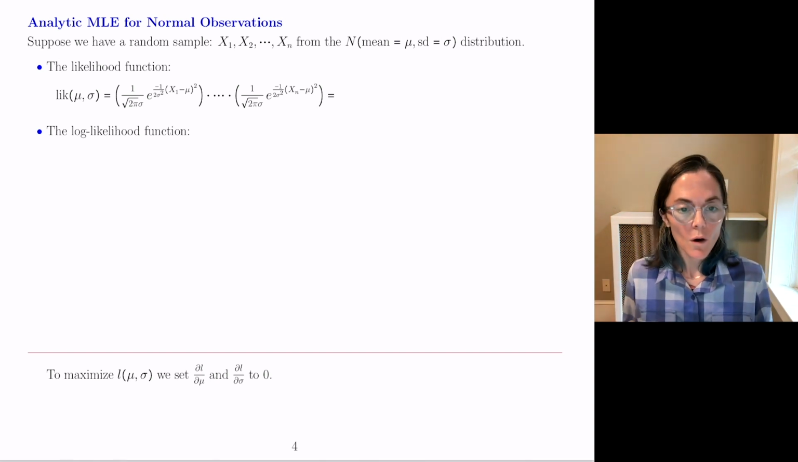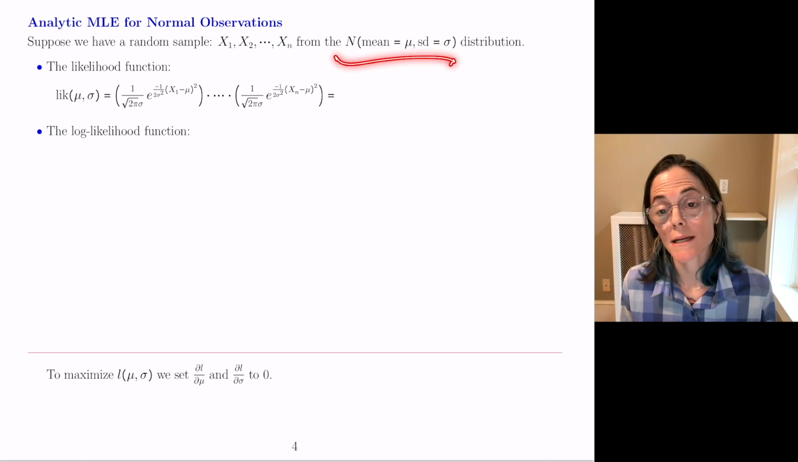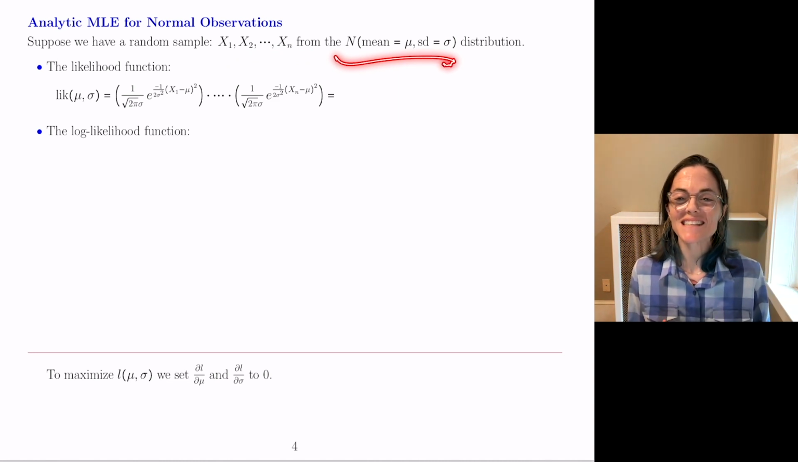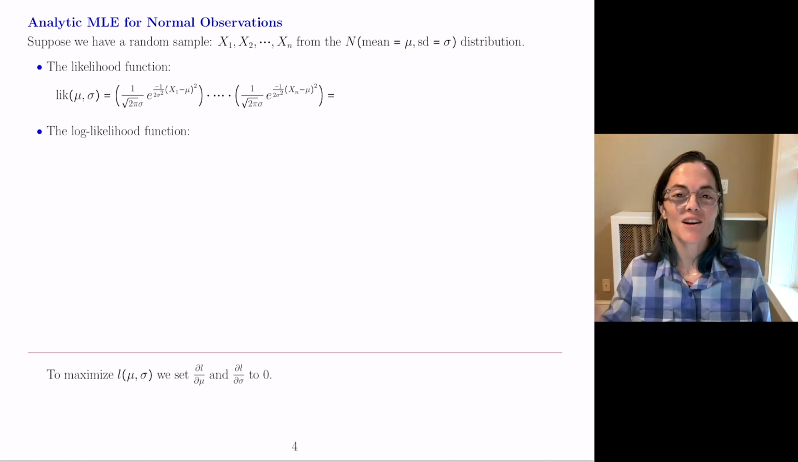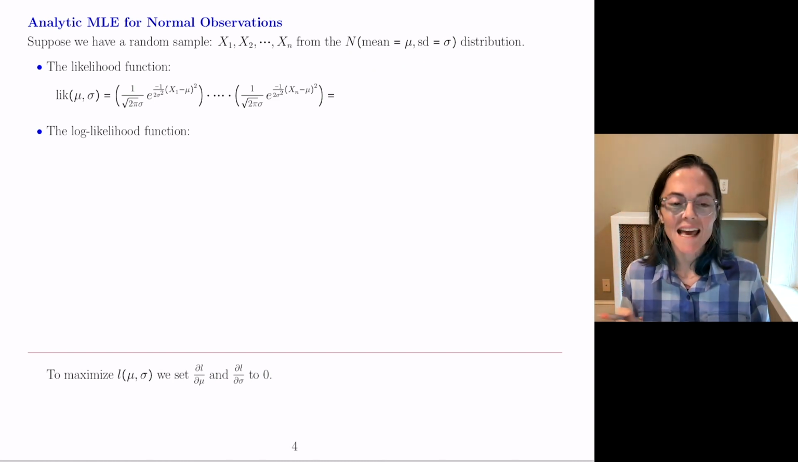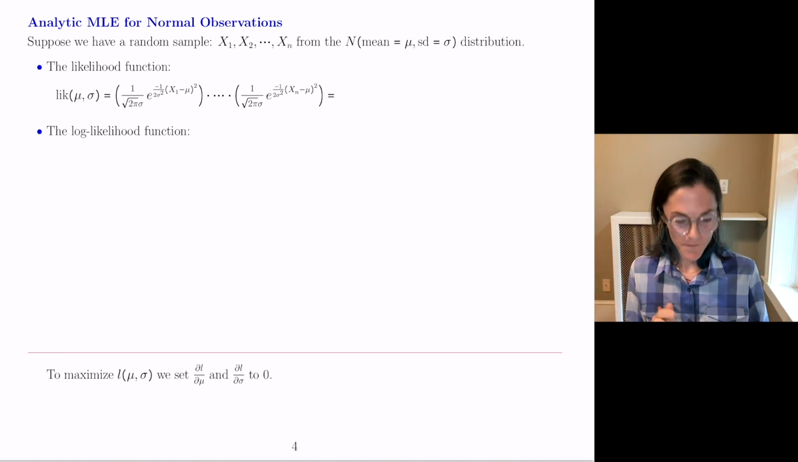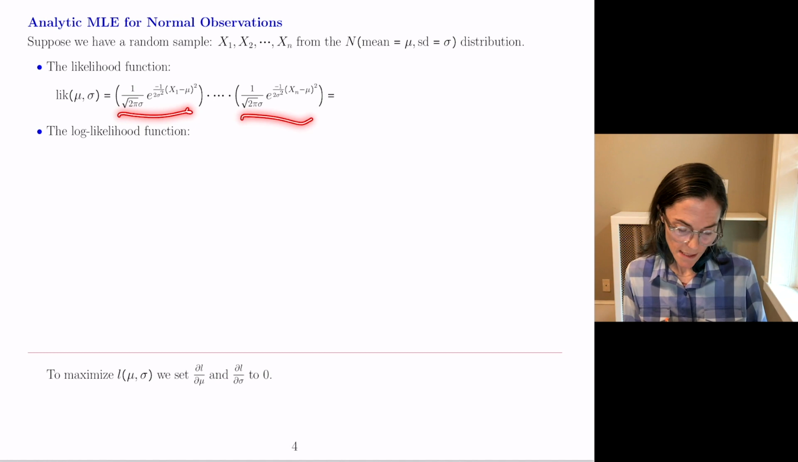Very nice. Okay, so we have x1 through xn, a random sample from the normal distribution. Now notice we have 2 parameters here, the mean mu and the standard deviation sigma. And for our likelihood function, once again, we can write it as a product of the marginal PDFs. And so that's what this is.